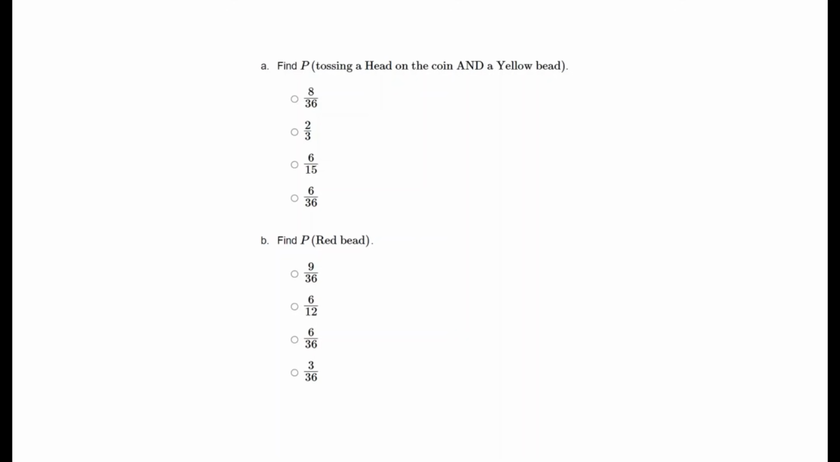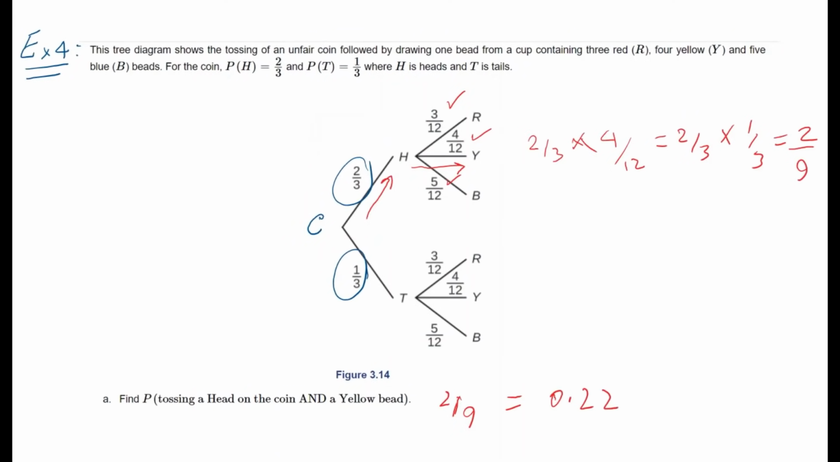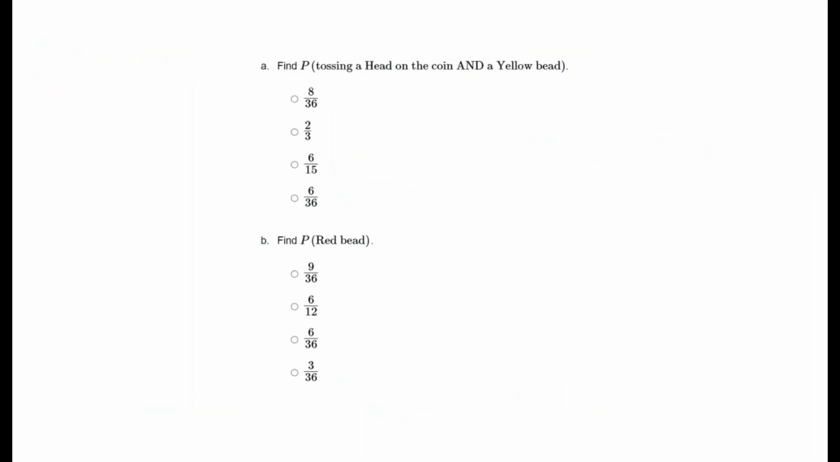Finally, we answer a couple of questions here. In part A, we have to find the probability of tossing a head followed by picking a yellow bead, and you see that there's the word "and" between tossing a head and picking a yellow bead, which means we have to find the intersection of tossing a head with a yellow bead. We have already answered this in the previous slide. So the probability of getting a head and a yellow bead is 2 by 9, and if we multiply both top and bottom by 4, we obtain 8 on 36, which is the first choice here.